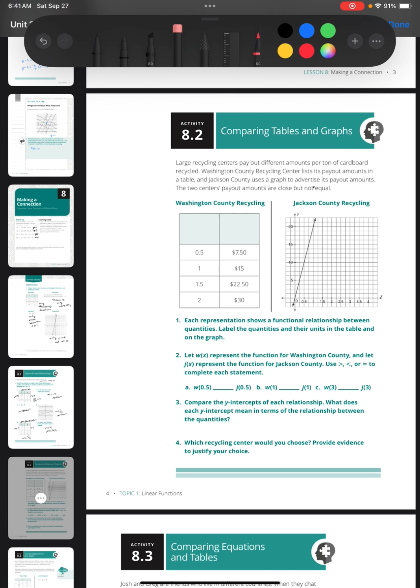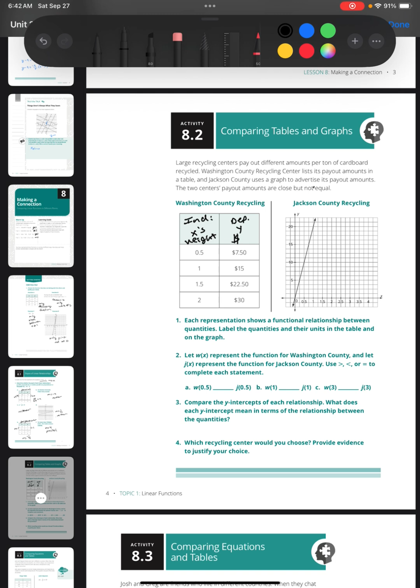Label the quantities and the units in the table and the graph. Well, for the table, obviously the left column is your x's. This is our independent value. It's our x's, which is the weights. And the y column is your dependent value. I'm just going to put a money sign. It's our payout.